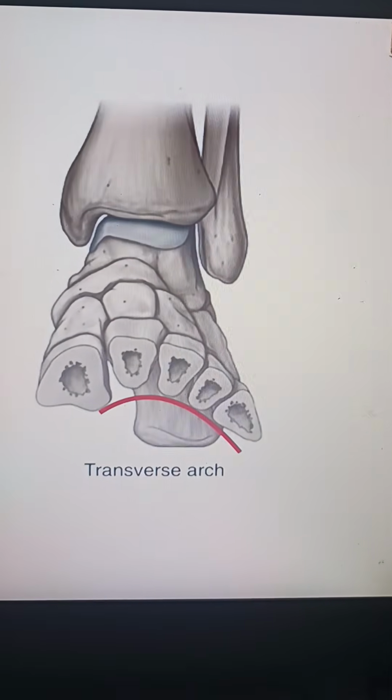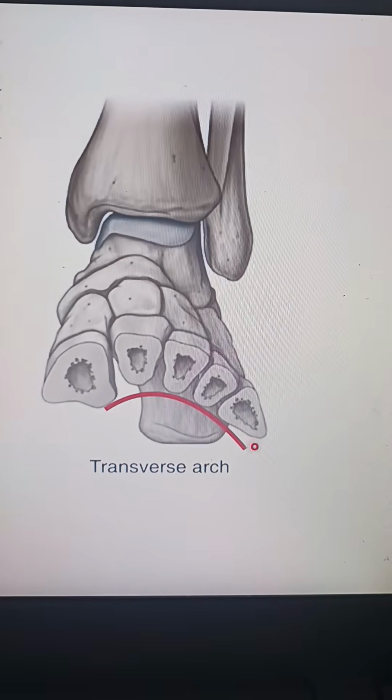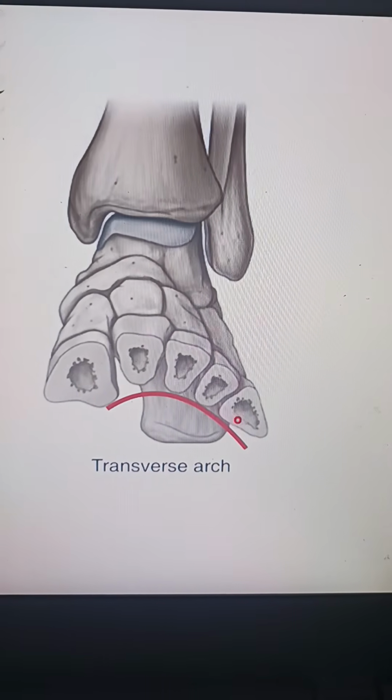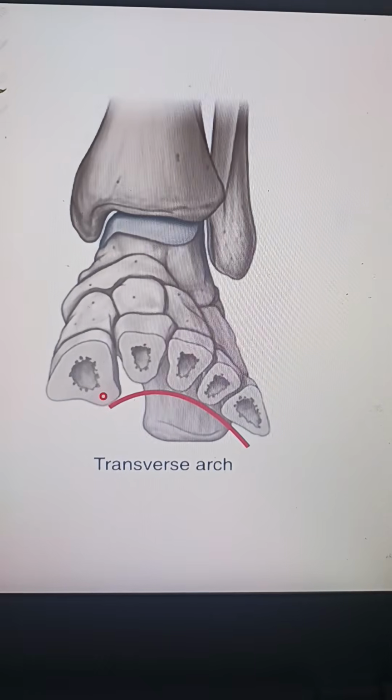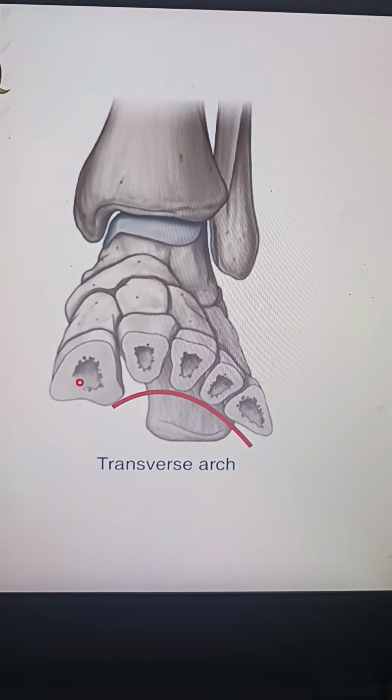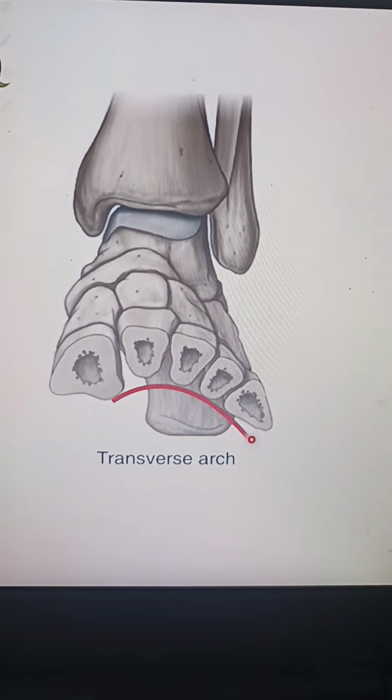Finally, the transverse arch is very simple. The section is taken across the five metatarsal bones. You can see there's a transverse section across the base of the five metatarsal bones, that is 1, 2, 3, 4 and 5. That forms a transverse arch.